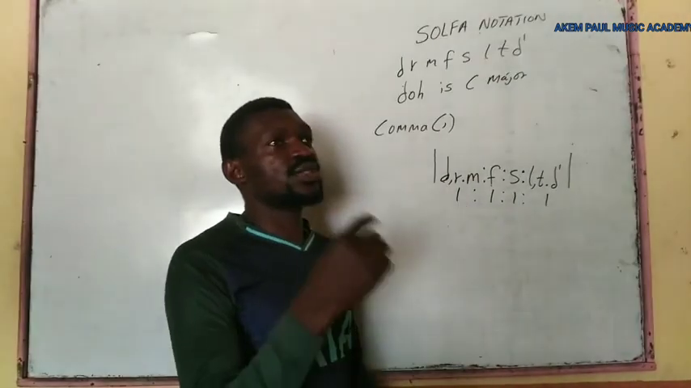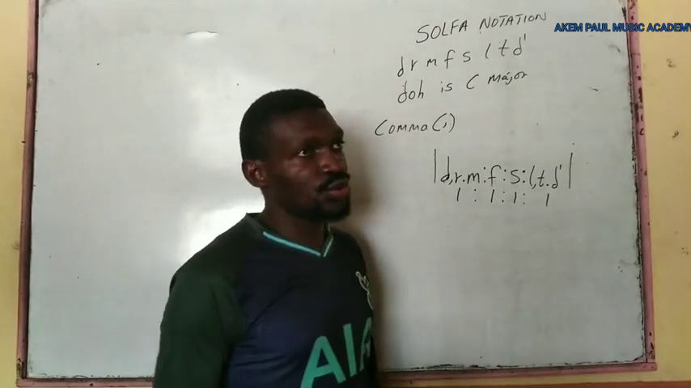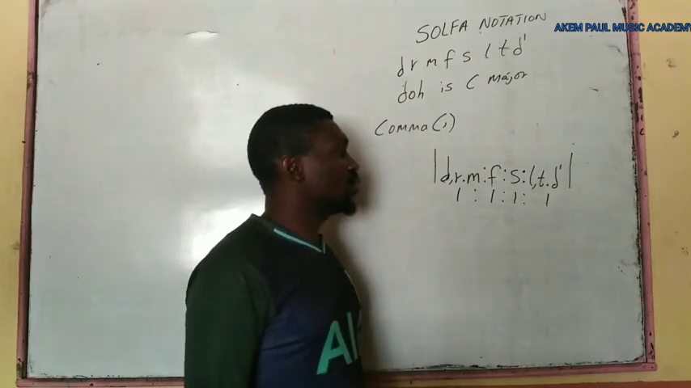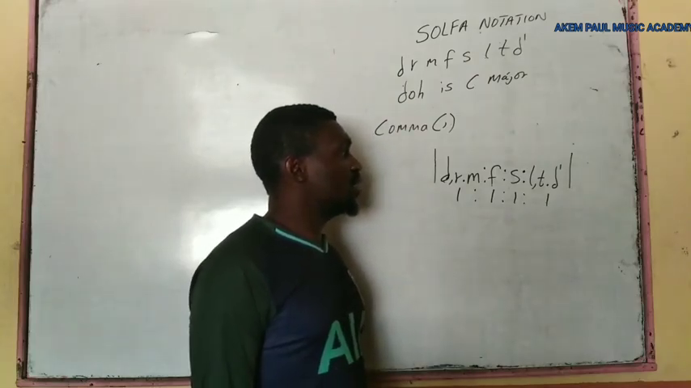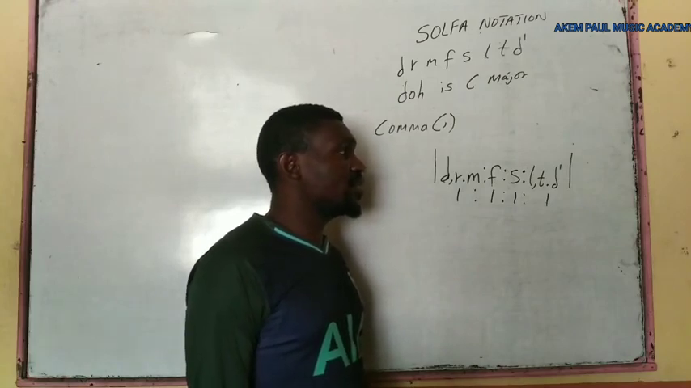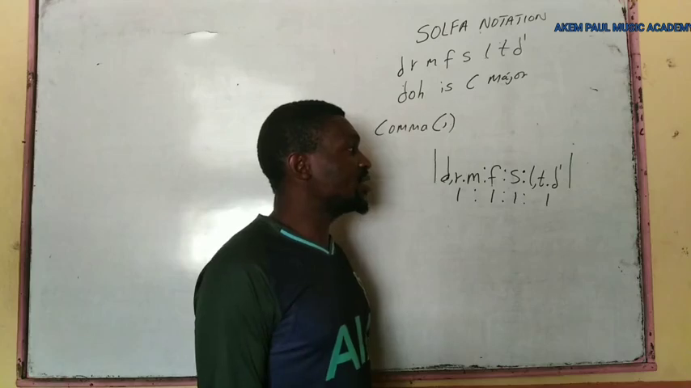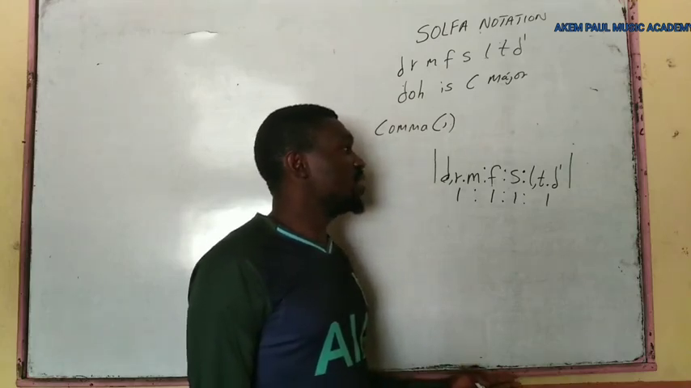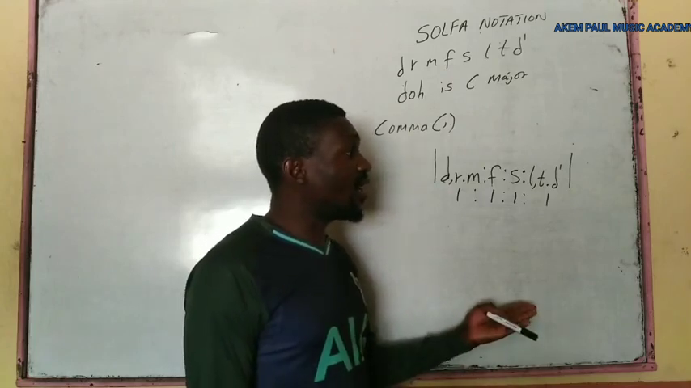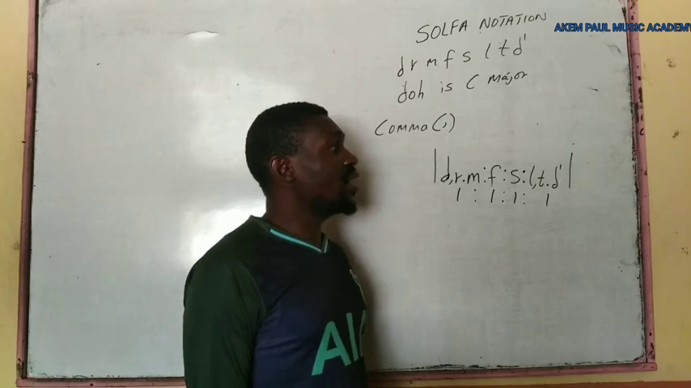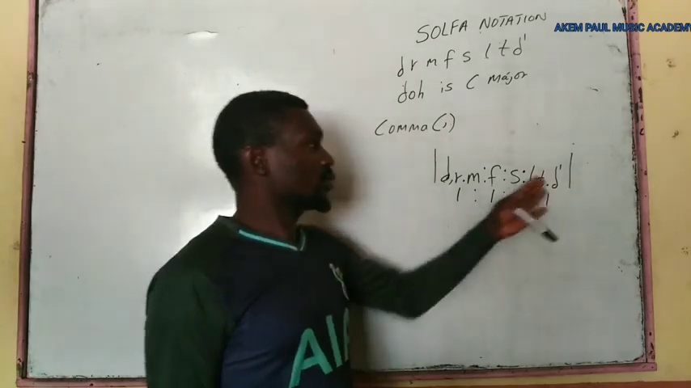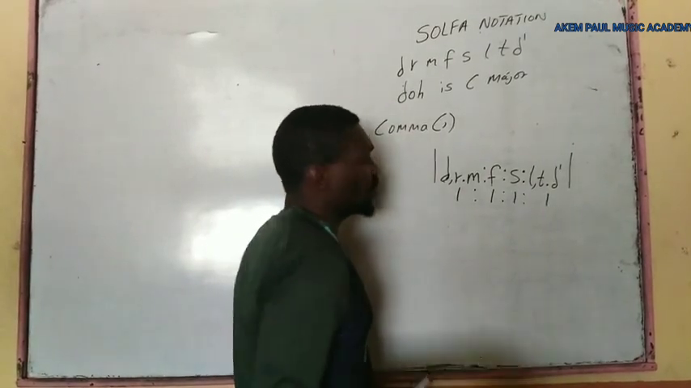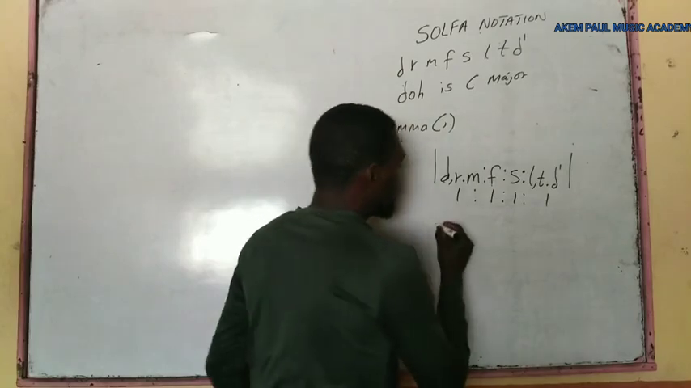So your beat is 1, 2, 3, 4. Sing do, re, mi, fa, sol, la, ti, do. Do, re, mi, fa, sol, la, ti, do. How do you represent this on the staff? Now to put this on the staff, this is how it's going to be.